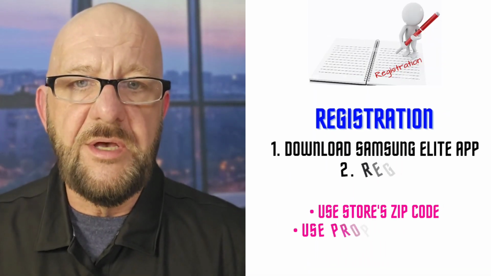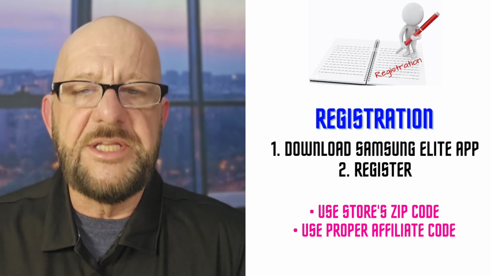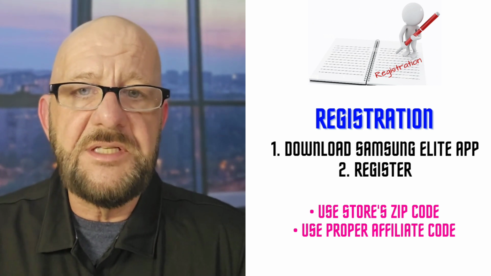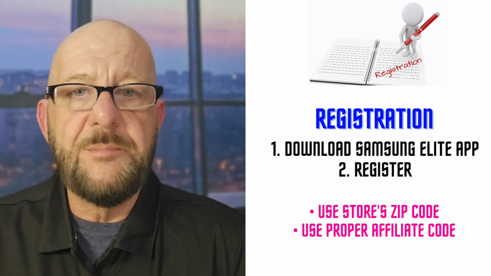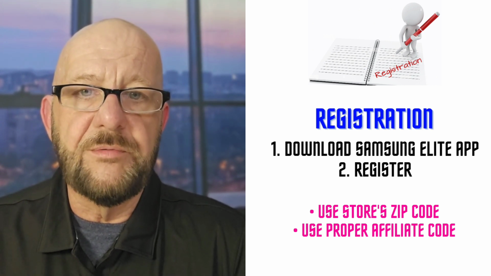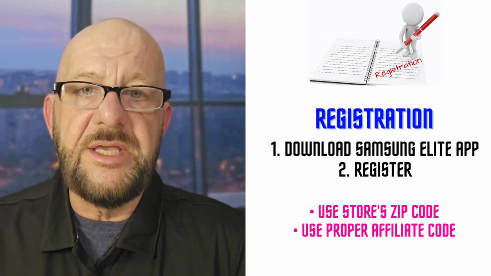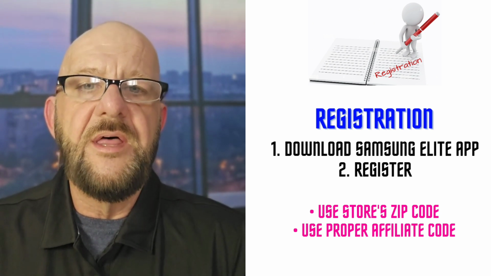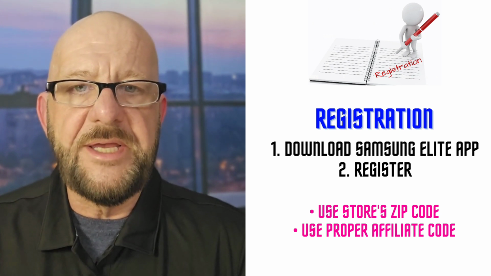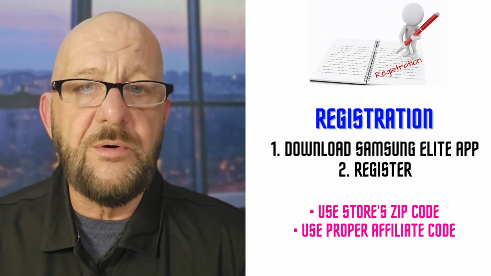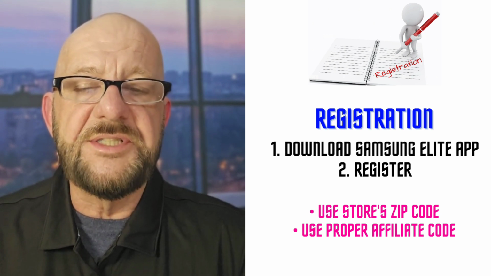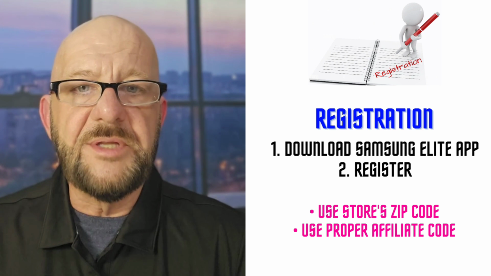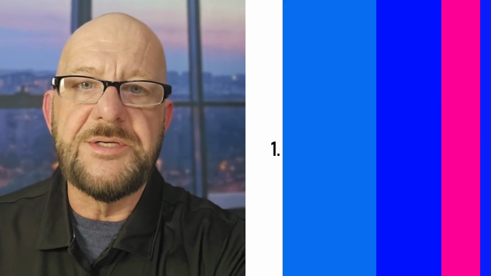Registration is super easy. All you've got to do is download the Samsung Elite app. It's available for all operating systems. Just a couple of things to note when you register, however. Number one, you have to use the store zip code, which is very important. Secondly, and probably more important, is that you use the correct affiliate code. That affiliate code varies by carrier. If you're unsure of what that code is, please contact your Samsung field sales manager and they'll be happy to tell you what that code is. So let's get into how to navigate the application.